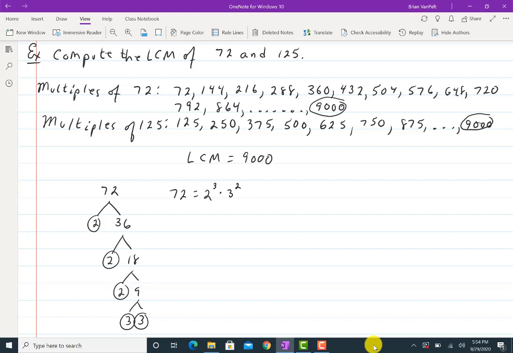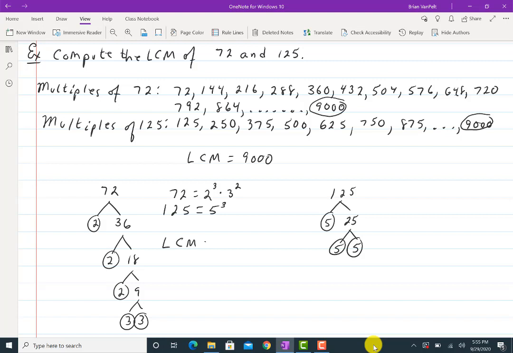Let me do the same with 125. Well, the only number I know for sure that goes into 125 is 5. That's 5 times, I'm sorry, 5 times just 25. 25 can be broken down as 5 times 5. So 125 is simply equal to 5 to the third power. So now here's how we make the LCD, or the LCM. Actually, the LCM and the LCD that I'll get to are the same thing, but I digress.